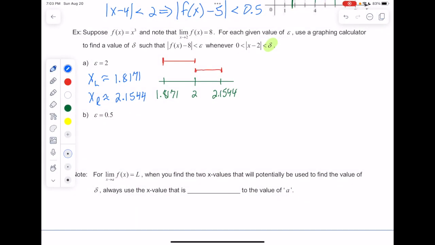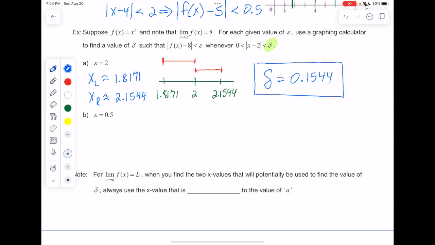So we're going to go with delta equals 0.1544. And that's going to be our answer for this question. So we're claiming as long as you make sure that the distance between x and 2 is less than 0.1544, then you will always be making sure that the difference between your function and the height 8, or the limit of the function at 2, is less than epsilon.